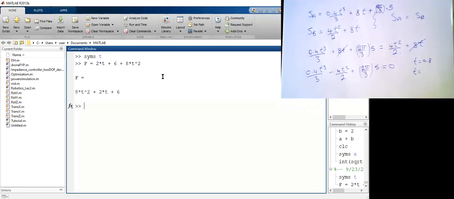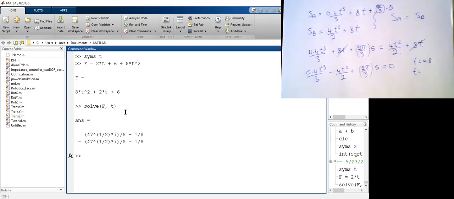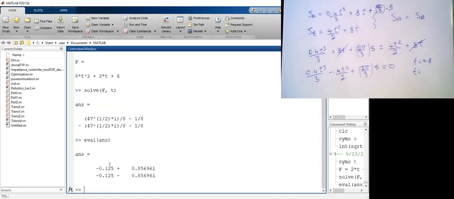Now I have the symbolic expression in MATLAB, and if I want to solve it, I literally type solve f, right? And if I do that, it means I'm solving f equal to 0 in this case. Okay, so now it's going to solve that. Then I can evaluate the answer, and it will simplify that answer even more. So here it's a complex number.